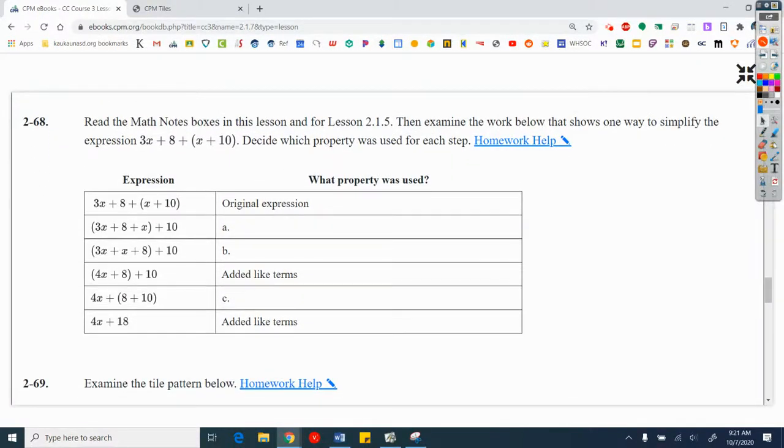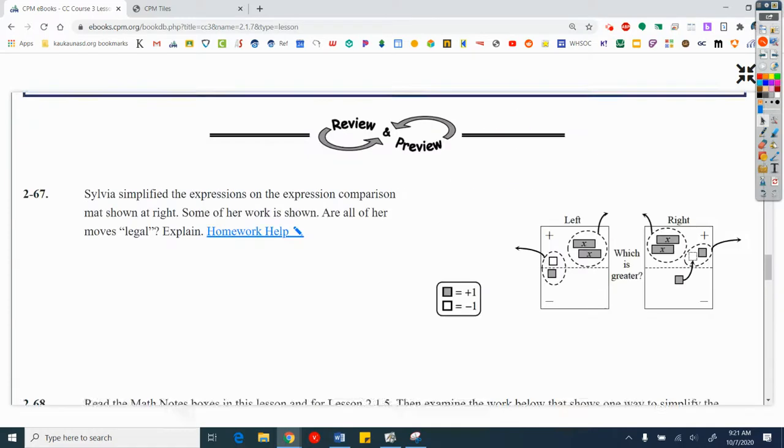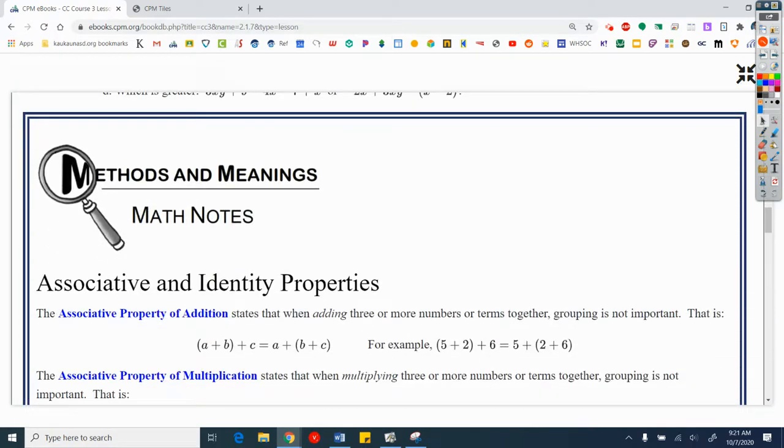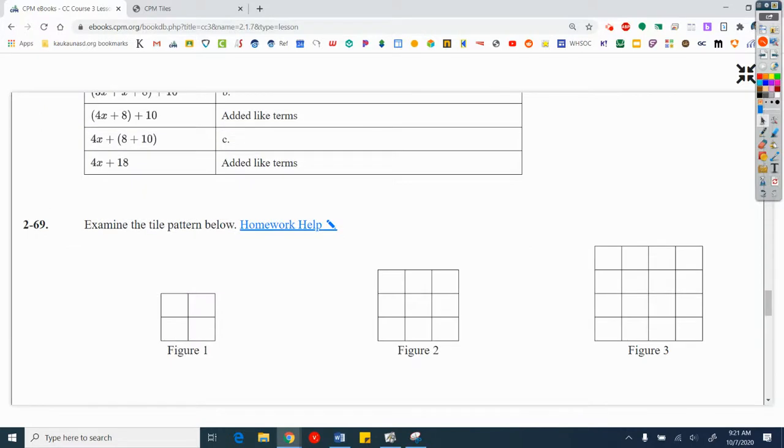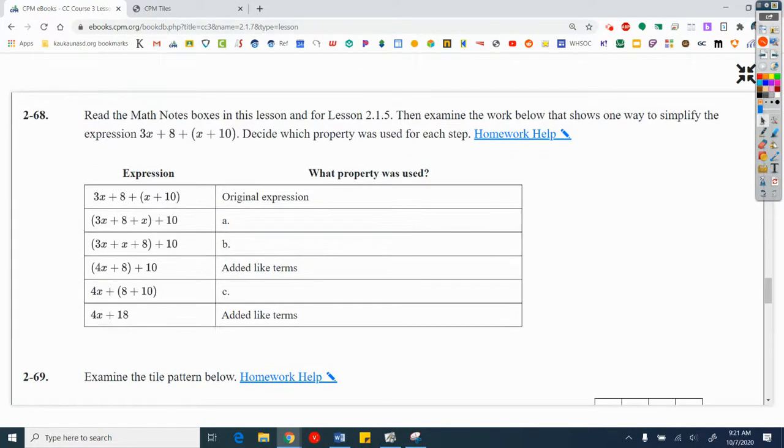268. So on 268, read the math notes boxes in this lesson. For lesson 2.1.5, you're going to have to go back a little bit. That is going to tell you what we want to write here. So I'll do the first one with you. All right, here's my original expression. Here's my next one. So what changed here?